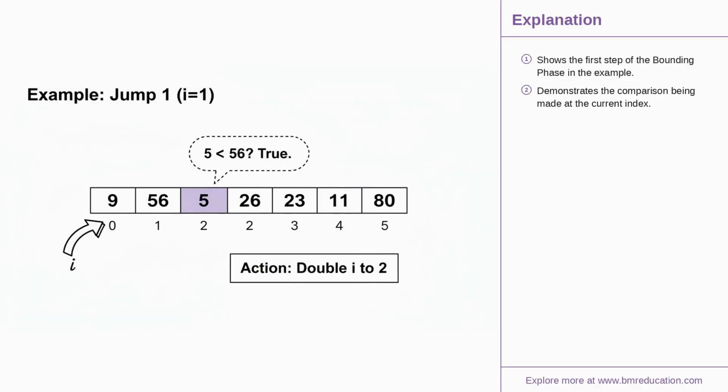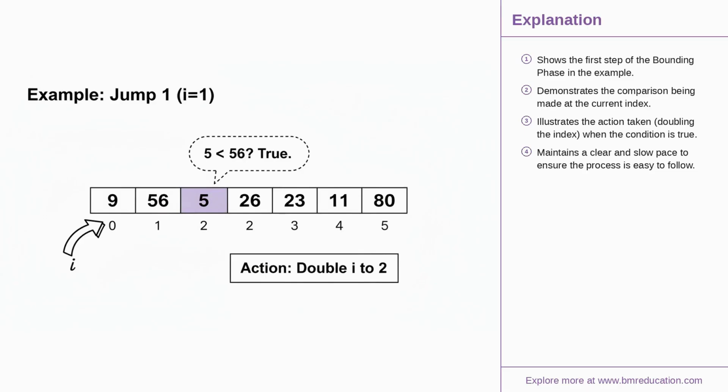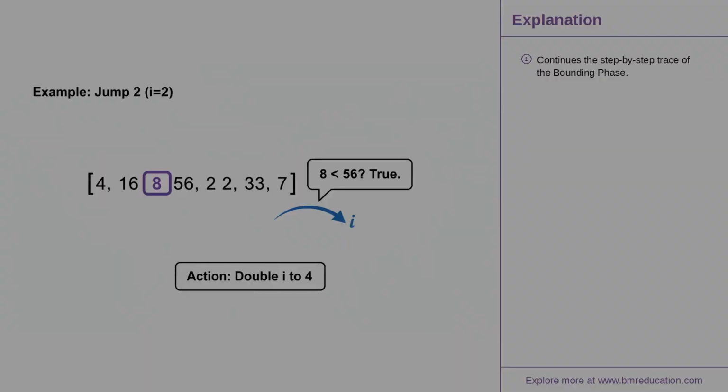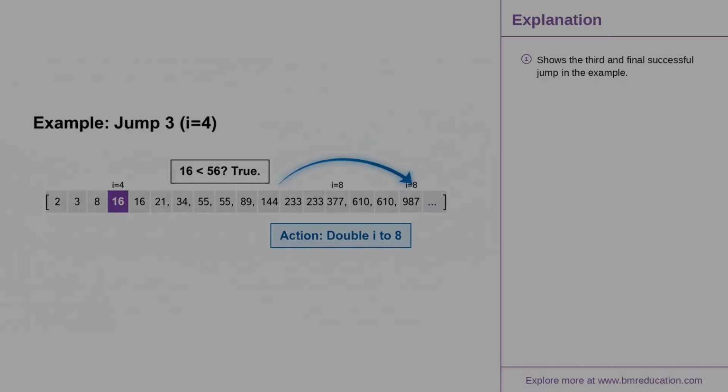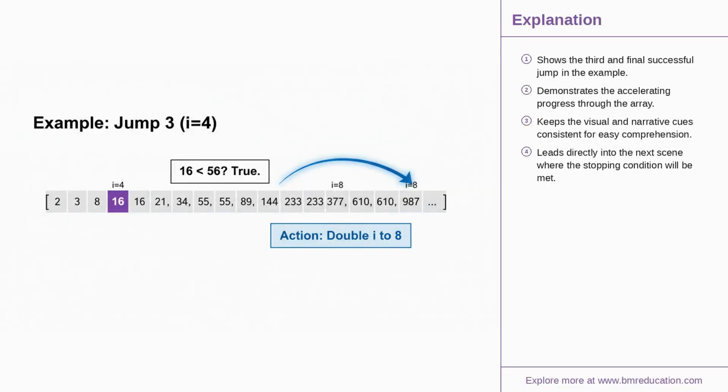Phase 1 begins. We start our index I at 1. We check array[1], which is 5. Since 5 is less than our target of 56, the condition is met and we double our index. I now becomes 2. We check array[2], which is 8. Again, 8 is less than 56, so we continue the process and double our index again. I becomes 4. Next, with I at 4, we check array[4], which is 16. Still less than 56, so we double one more time. I now jumps to 8.